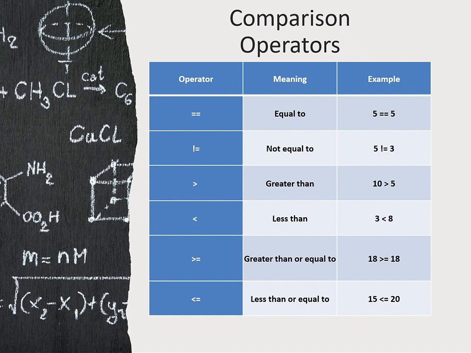Exclamation mark equal to means not equal to. The meaning of this is not equal to. So 5 is not equal to 3. If you see something like this, it means not equal to. 5 is not equal to 3.